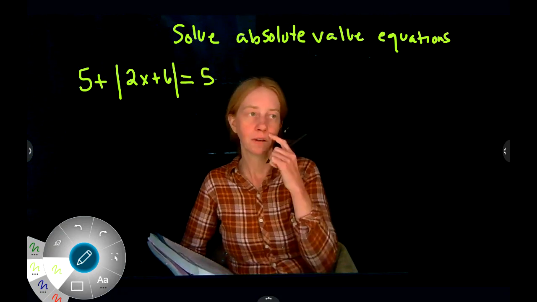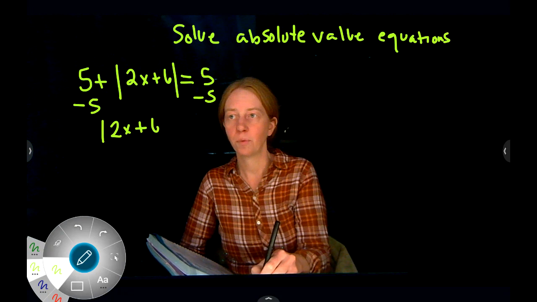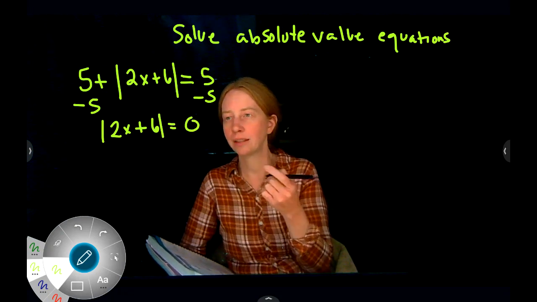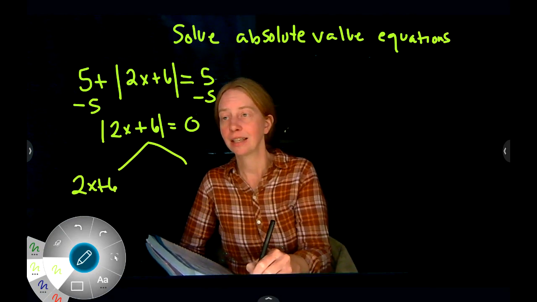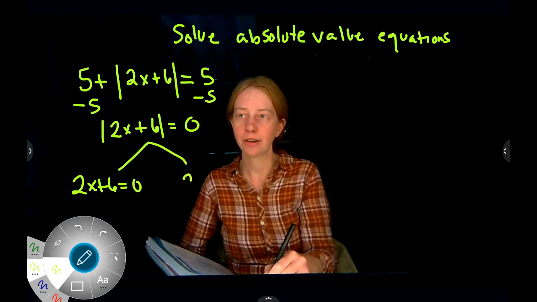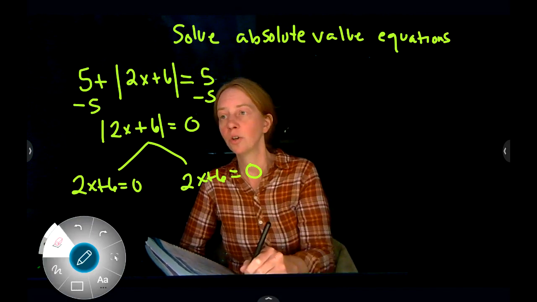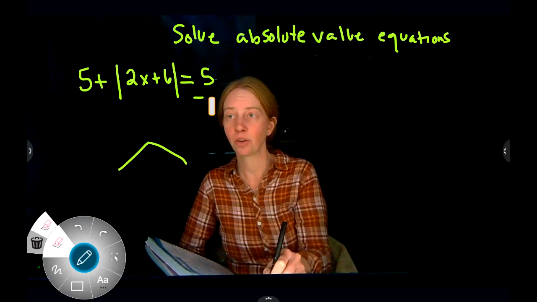equals 5. Back at the beginning of this chapter, we subtracted 5 from both sides so that we only had the absolute value on one side of the equation. This one's a bit silly, we got 0. Then we did 2x plus 6 equals positive, which in this case is 0, and then the other side, 2x plus 6 equals the negative. That doesn't apply here, but remember that's what we did. This time we're going to solve it by graphing.